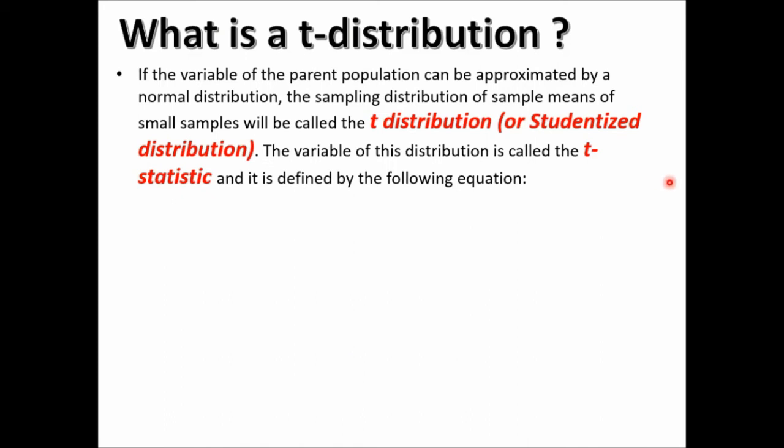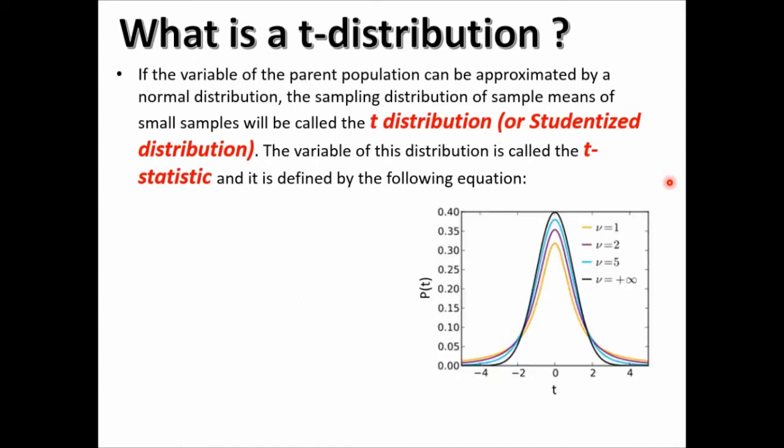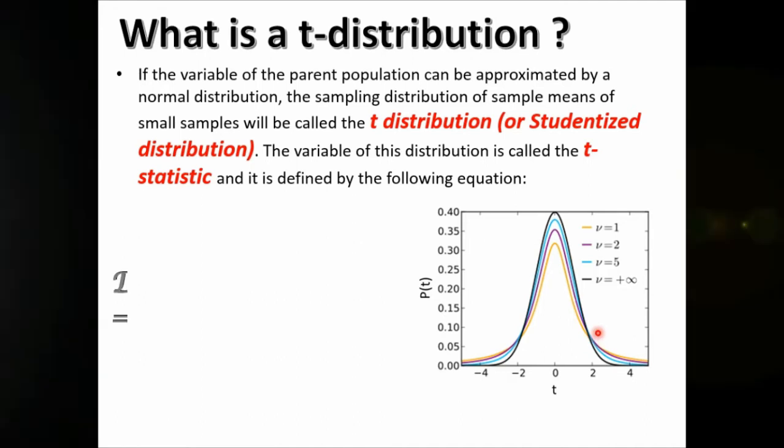The t-distribution is essentially a normal distribution, as we can see here. Indeed, it's a form of a standard normal distribution with a center or an average 0. However, the shape of this distribution will vary with what we call the degree of freedom. And the degree of freedom is essentially the sample size minus 1.